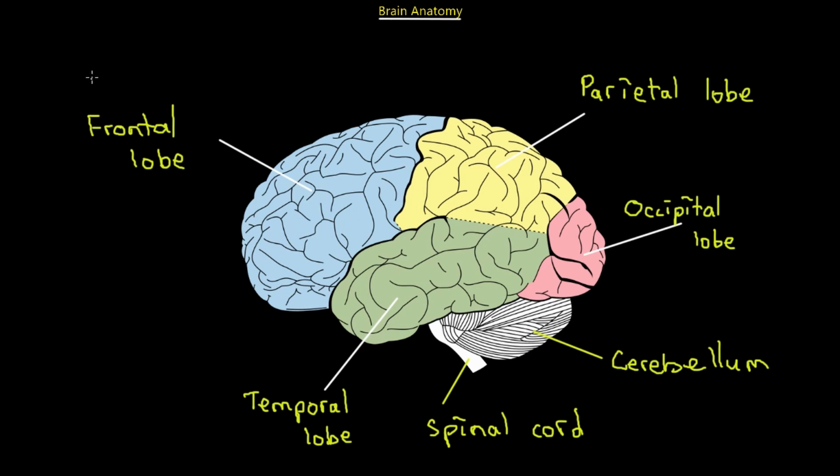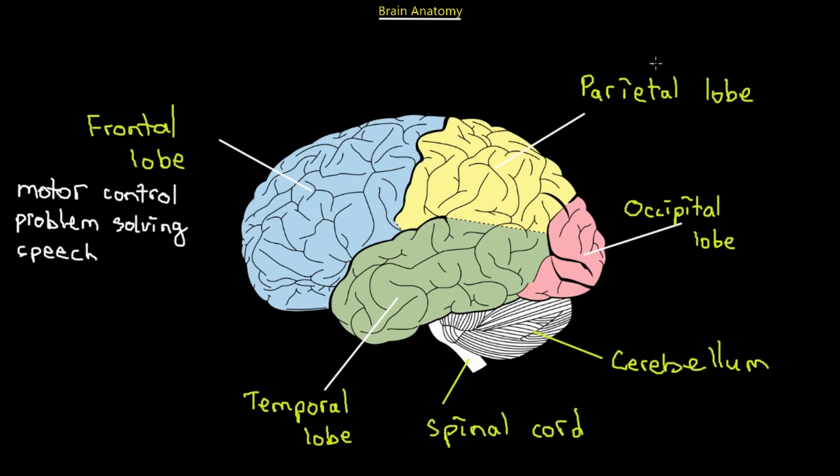Now let's discuss their basic function. So for the frontal lobe, the basic function is motor control. So through our frontal lobe, we're able to innervate our muscles. We have problem solving, so thinking area, and speech production. That's the general function of the frontal lobe.